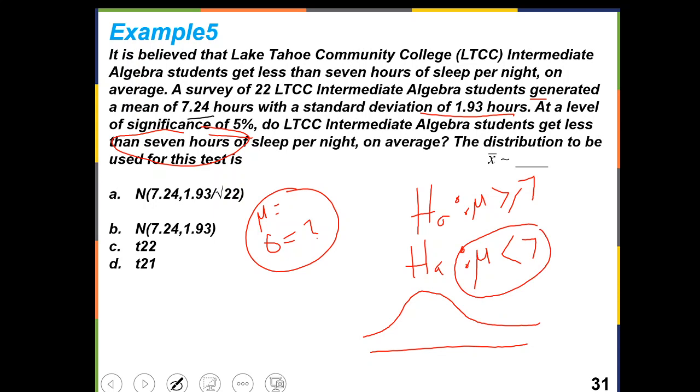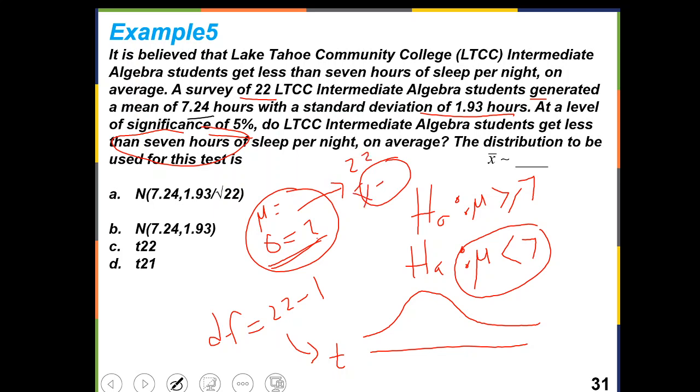And what kind of distribution? Well, we don't know sigma, so we're going to have to use t with degrees of freedom of, what is the sample size? 22 minus 1. So that's the distribution we're going to use. And what do we do? Well, we take a sample of size 22 and calculate x bar, they did actually, x bar is 7.24. Now we're going to take that 7.24 and turn it into t and bring it over here and see where it falls.